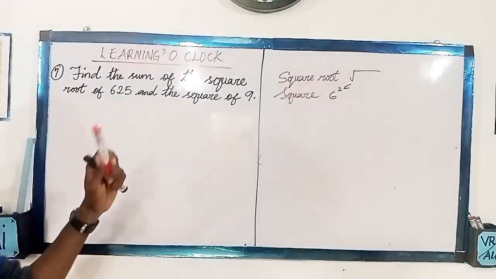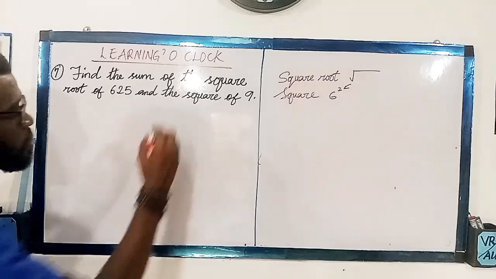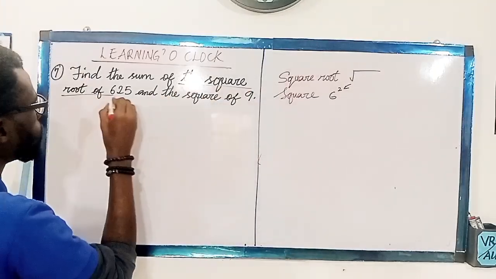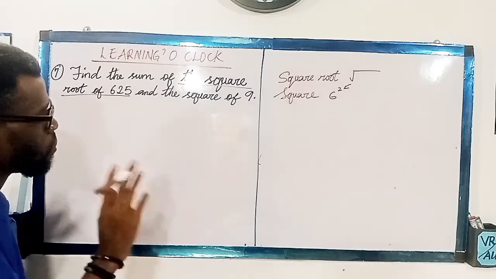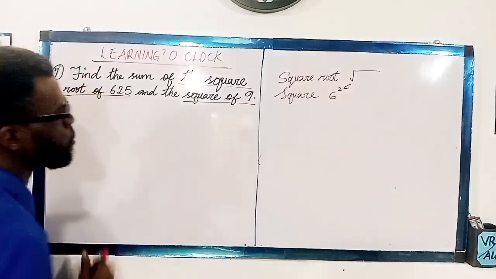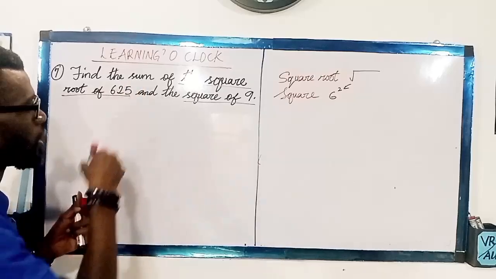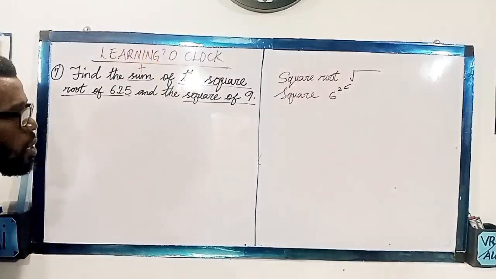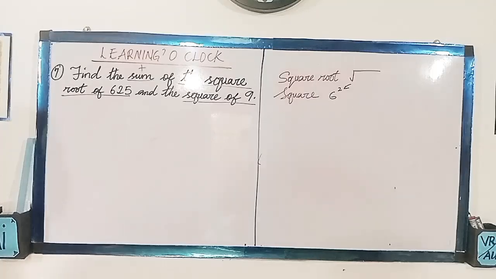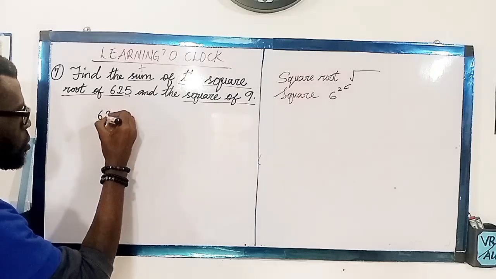So let's find the square root of 625. And when we're able to find that, we'll find the square of 9. Then we'll sum it. We'll find the sum. That's plus, okay? So the square root of 625. So let's get to work.